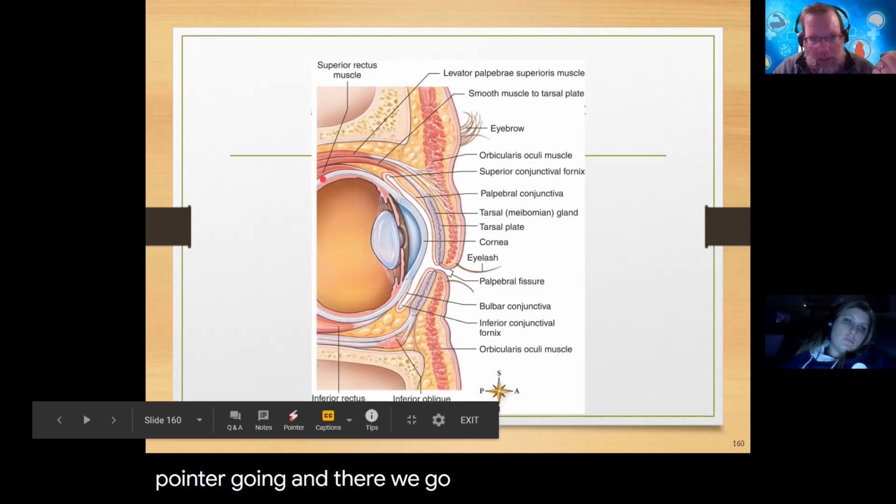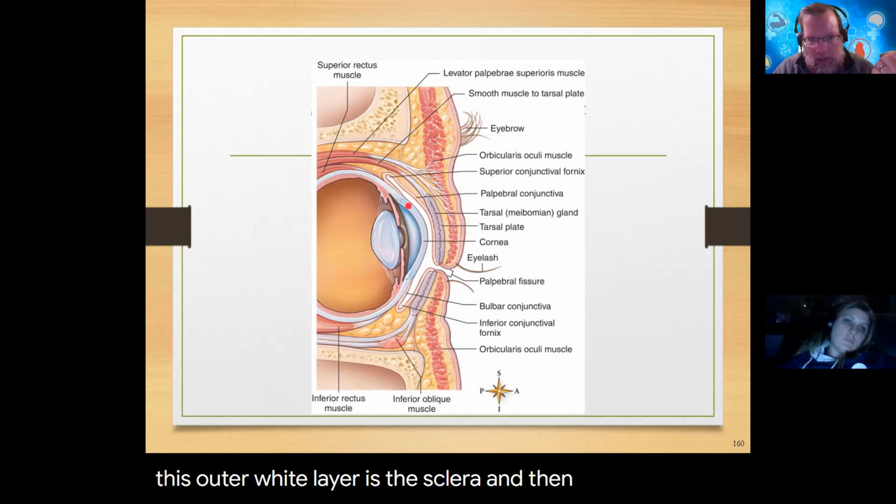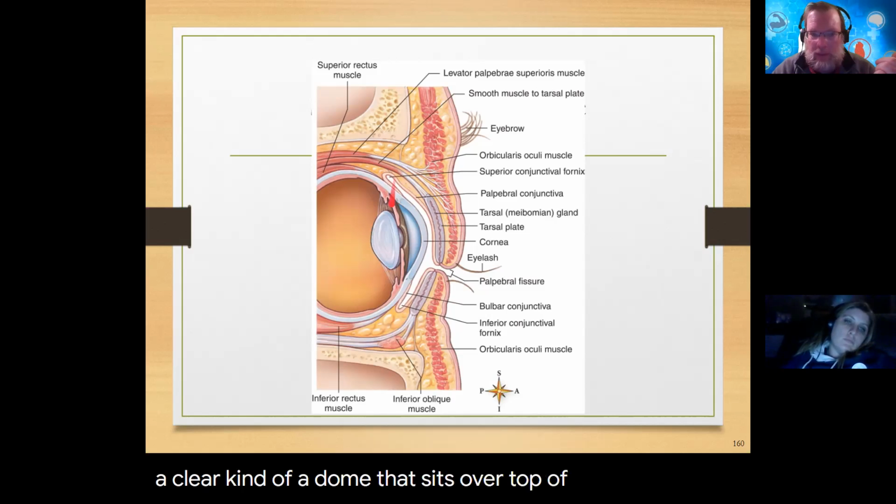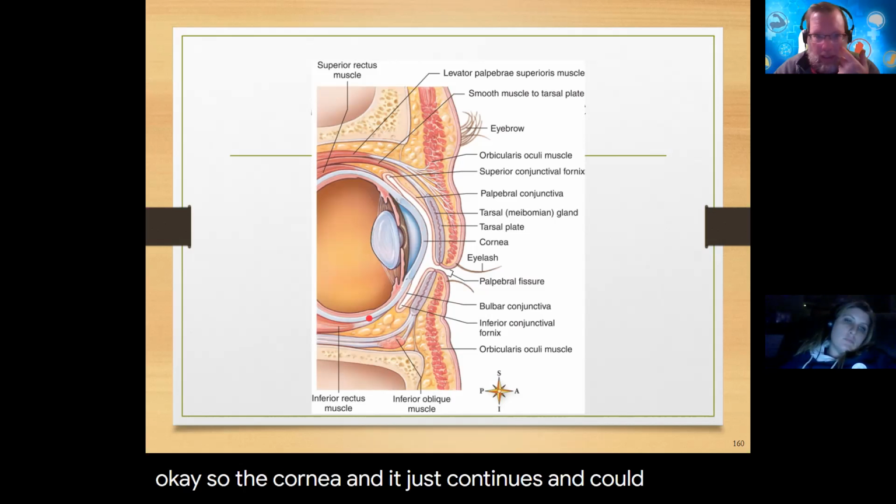So you can see this outer white layer is the sclera, and then we see the cornea is almost like a contact lens. It's a clear dome that sits over top of the iris and pupil. Okay, so the cornea just continues and is part of the sclera.